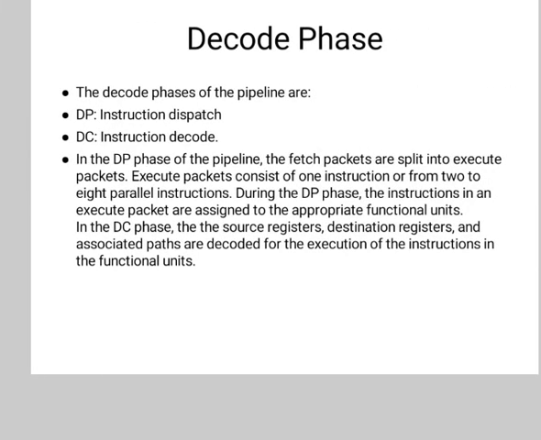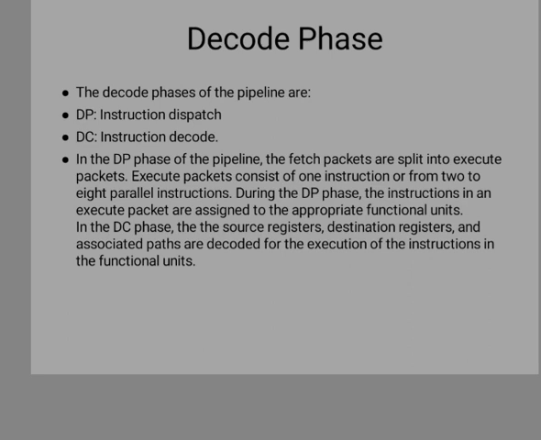The next is the decode phase or decode operation. In the decode phase, the fetch packet having 8 instructions is split into execute packets, and the instructions assigned to appropriate functional units are decoded. The decode phase is subdivided into the following two phases, that is instruction dispatch and instruction decode. The execute packet consists of one instruction or 2 to 8 parallel instructions.